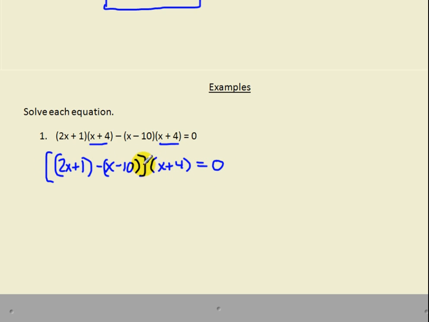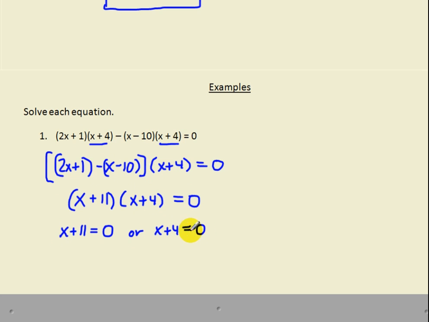Now within the brackets we can do some simplifying because we have like terms. We have 2x minus x is equal to x. 1 minus negative 10 is equal to 11. So x plus 11 times x plus 4 is equal to 0. Notice we have a product equal to 0. So that means one of those two expressions has to be 0. So x plus 11 equals 0, or x plus 4 equals 0. Subtract 11 to get x equals negative 11, or subtract 4 to get x equals negative 4.